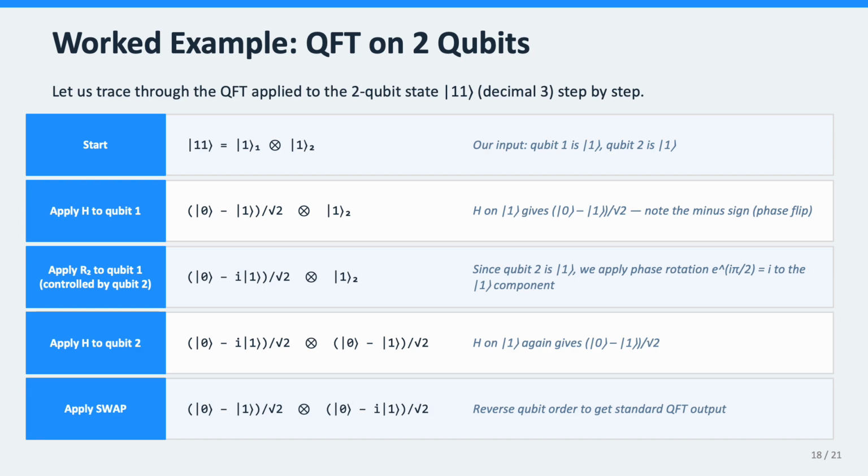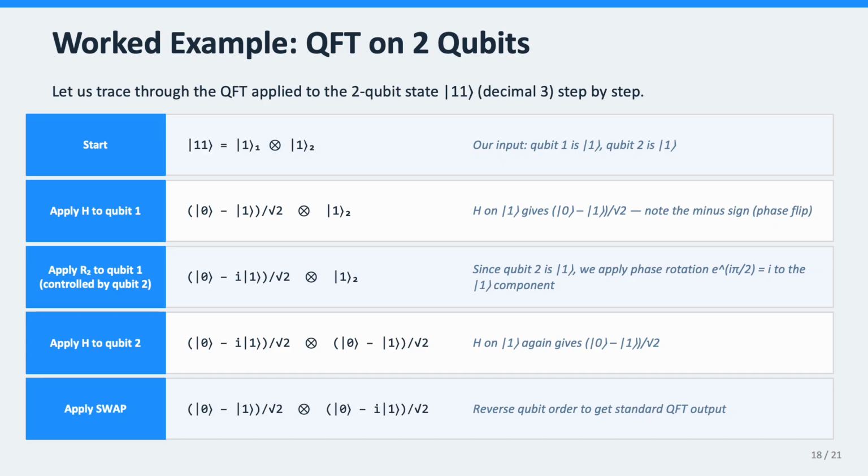Let us trace through a concrete example to make the abstract circuit feel real. We will apply a 2 qubit QFT to the state representing the number 3 in binary. That is both qubits in state 1. We start with the first qubit in state 1 and the second qubit in state 1. Step 1. Apply the Hadamard gate to the first qubit.